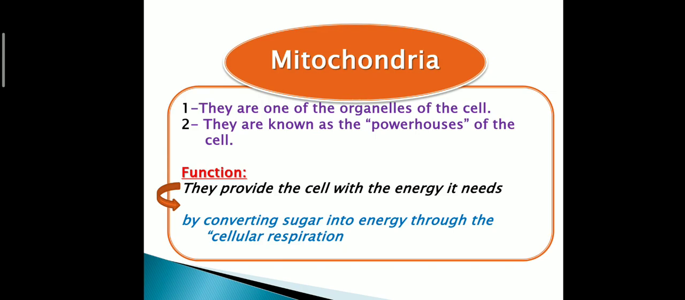How do mitochondria provide the cell with energy? By converting sugar inside the cell into energy. Mitochondria can convert sugar inside the cell into energy, so they provide the cell with energy. So we can say mitochondria are the powerhouse of the cell. How do mitochondria convert sugar into energy? By a process called cellular respiration.